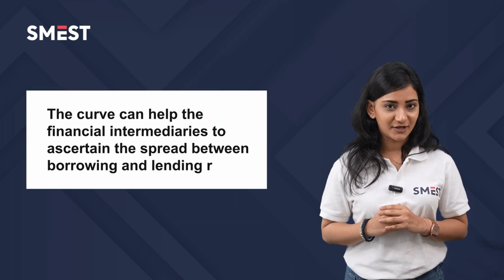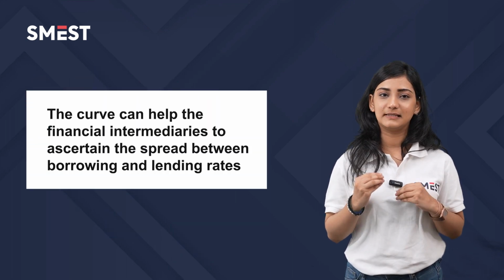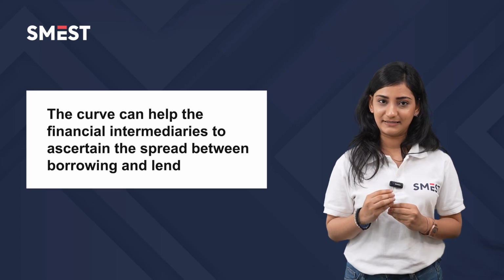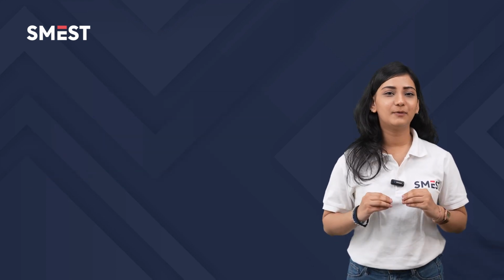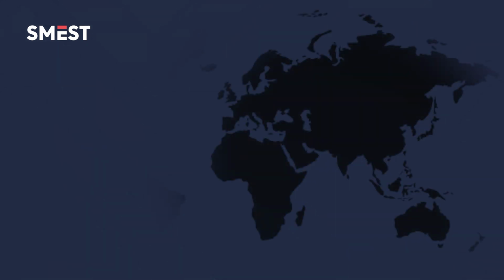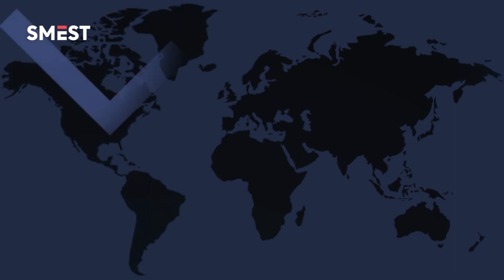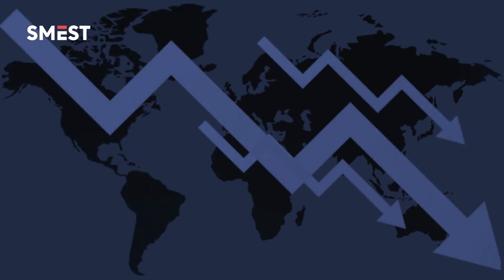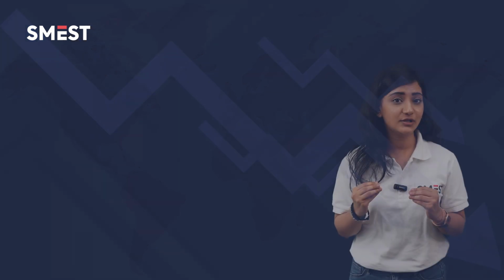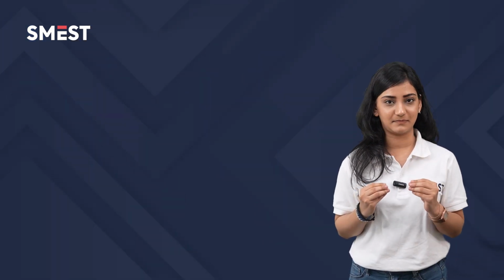The curve can help the financial intermediaries to ascertain the spread between borrowing and lending rates. For example, if the bond yield curve indicates that an economic slowdown might be on the horizon, investors might move their money into defensive assets that traditionally do well during recessionary times.